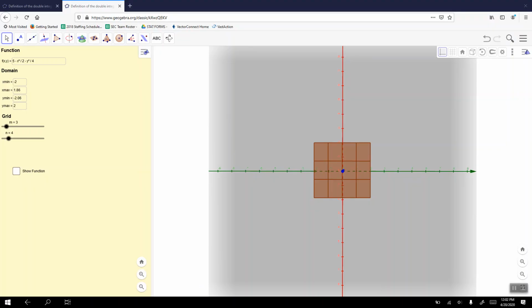Here we are. So I have some rectangular region here, which has 4 subdivisions along the x-axis and 3 subdivisions along the y-axis. Now I have some function embedded on this, and the function is over here on the left. That's 5 minus x squared divided by 2 minus y squared divided by 4. That in itself is an elliptic paraboloid. So when we're looking at this elliptic paraboloid, we're going to look at this domain and imagine pulling all of these individual rectangles up to this function.